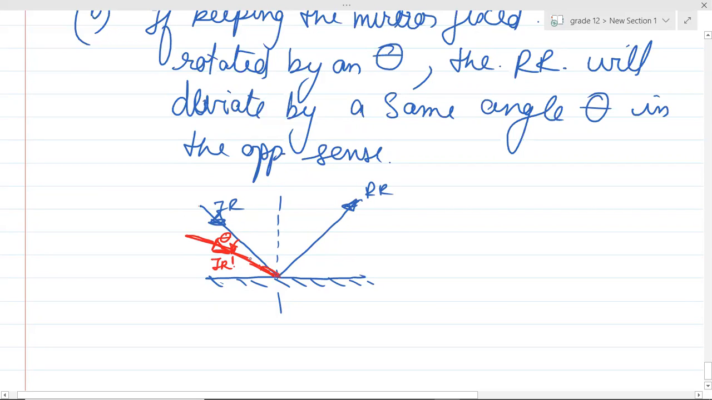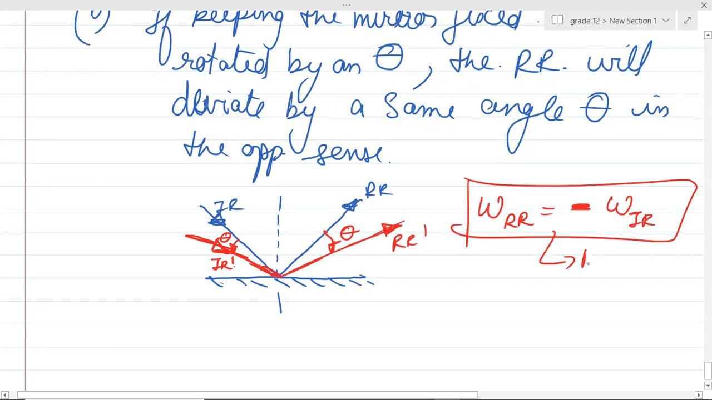So this is very easy, right? When the incident ray is rotated by an angle theta, can you see the angle of incidence has now increased? The angle of reflection will also increase, right? So can you see the reflected ray will deviate by the same angle but in the opposite direction? Yes or no? Yes, sir. So basically from here I can write angular velocity of reflected ray will be the negative of angular velocity of incident ray. But this is only valid when the mirror is fixed.